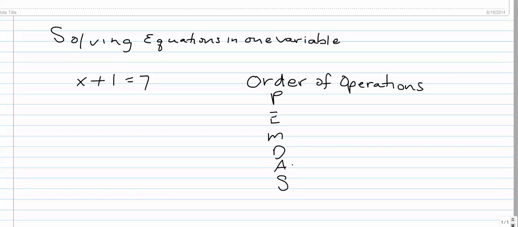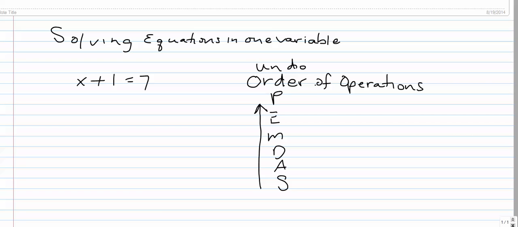And when you are using the order of operations to simplify a problem, you start from the top of this with parentheses first. When you're solving an equation for the variable, you actually work backwards and you start from the bottom of this and you work up. And you undo the order of operations. Okay, so our purpose is to undo all of these things.